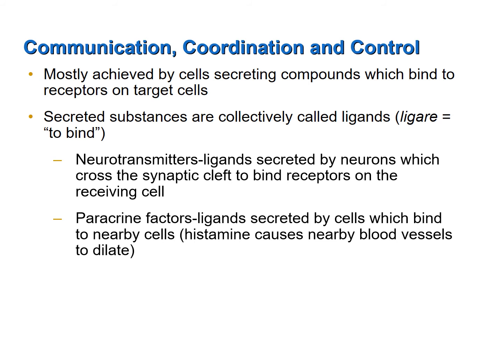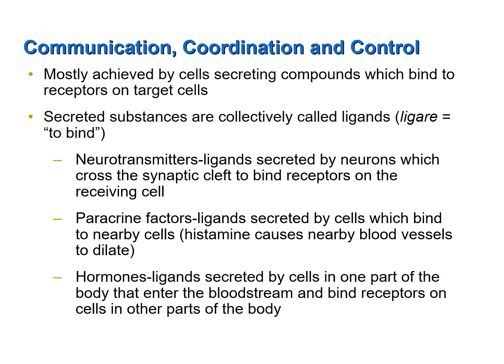Paracrine factors are ligands secreted by cells which bind to receptors on nearby cells. For example, histamine is secreted by cells in response to infection or an allergen, and it binds to cells of nearby blood vessels, causing those blood vessels to dilate.